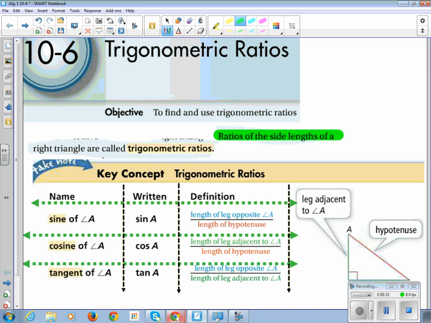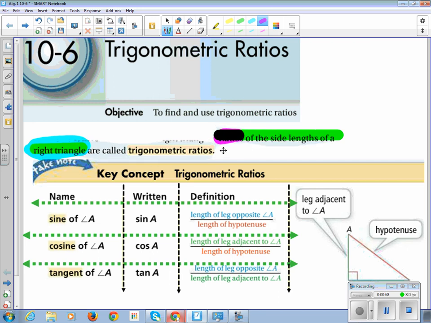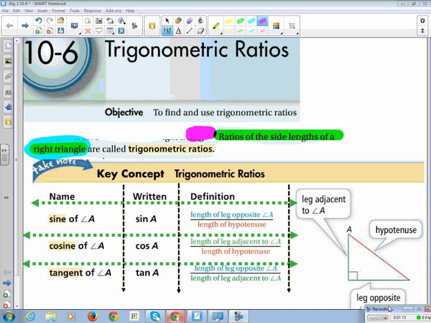Our learning objective is to find and use trigonometric ratios, which are ratios of the side lengths of a right triangle. So firstly, we can only apply these to right triangles. So double highlight right triangles. If it's not a right triangle, we are not using trigonometric ratios. And the second thing that I want you to look at is the word ratio, which is not one, because ratio means fractions. So we're going to be taking a look at fractions of right triangles. Not too hard.